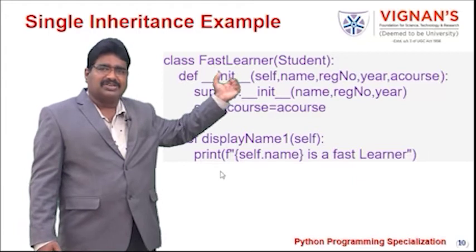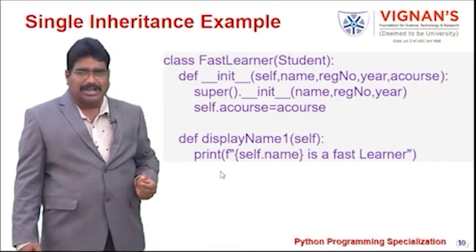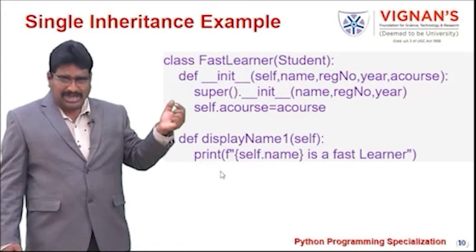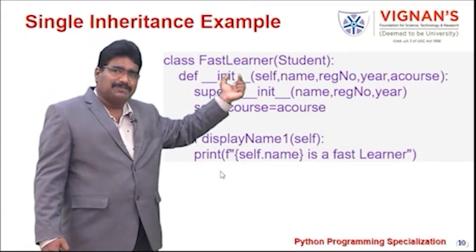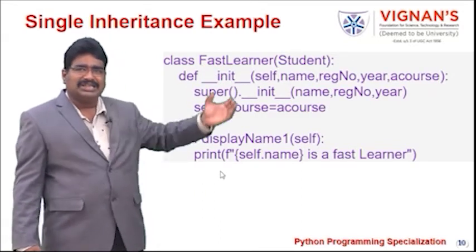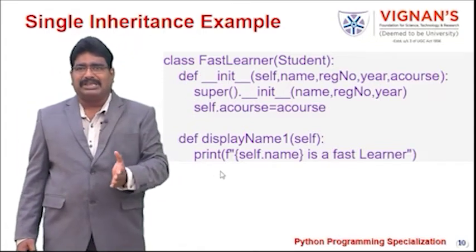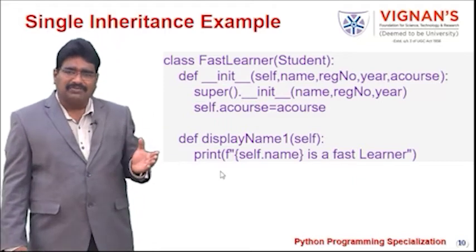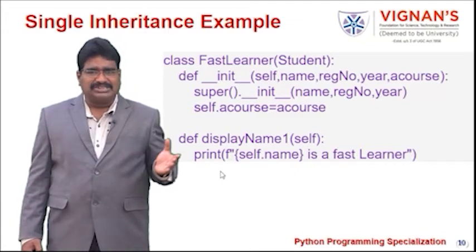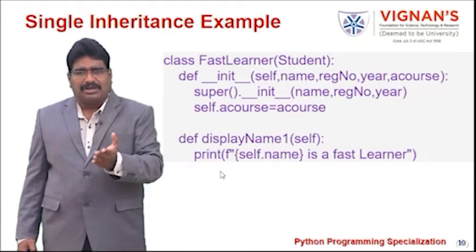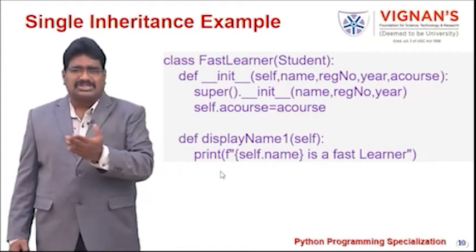We want to define the class named fast learner, and within the parentheses we give student as a parameter. That indicates that student is the superclass, and from that superclass we derive the child class or subclass, the fast learner. Here in the constructor we pass the parameters name, register number, year, additional course. Whenever we need to create a fast learner object, we need to pass four parameters: the name of the student, the register number of the student, which year he is studying, and in addition, what additional courses he is studying.